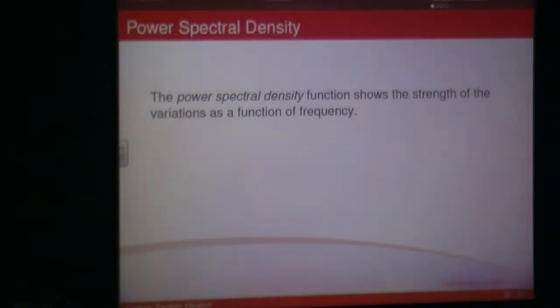Let's start talking about random processes. Now, power spectral density is a function that shows the strength of the variations as a function of frequency. We've heard of functions of frequency already, because power spectral density is actually the Fourier transform of what's known as a correlation function. We're not going to focus too much on the maths behind the derivation, but that's what it is.